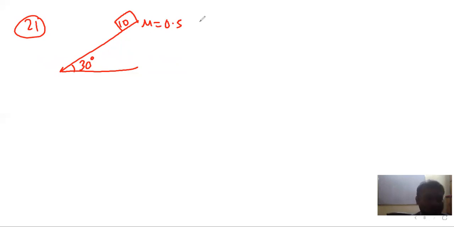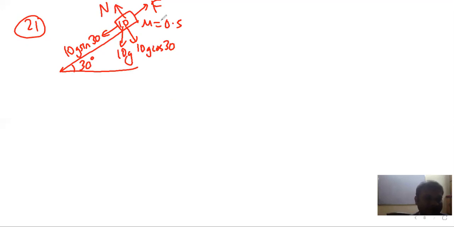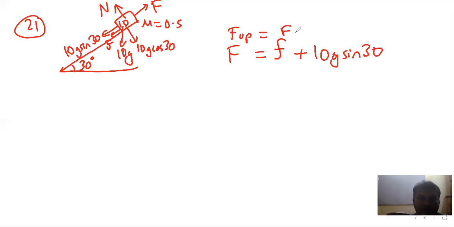So let us consider the forces. In this case, we have to find this force, capital F. We have other forces like mg, which is 10g. Its components here will be 10g cos 30 and 10g sin 30, as we have done in Newton's laws of motion many times. We have normal reaction N perpendicular to the incline, and we will have the value of friction, which is mu N, which will be down the incline because the motion is up the incline. So in this case, we have F is equal to small f plus 10g sin 30, because up the incline force equals down the incline force.